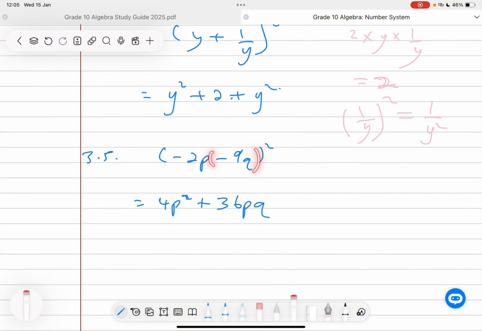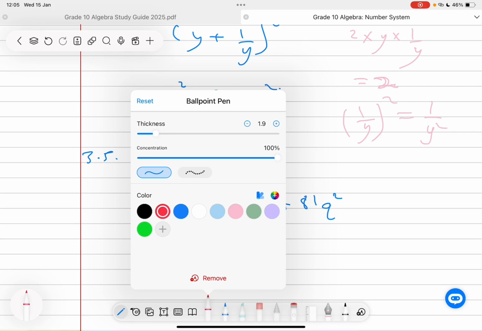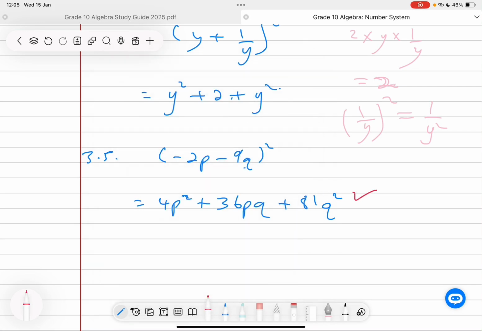Then we're going to square this whole number, right? We all know that 9 times 9 is going to be 81, and we have a q. Q squared is just the q squared. And this will give you 1 mark. So that is a method of squaring binomials. We simplify by squaring binomials.